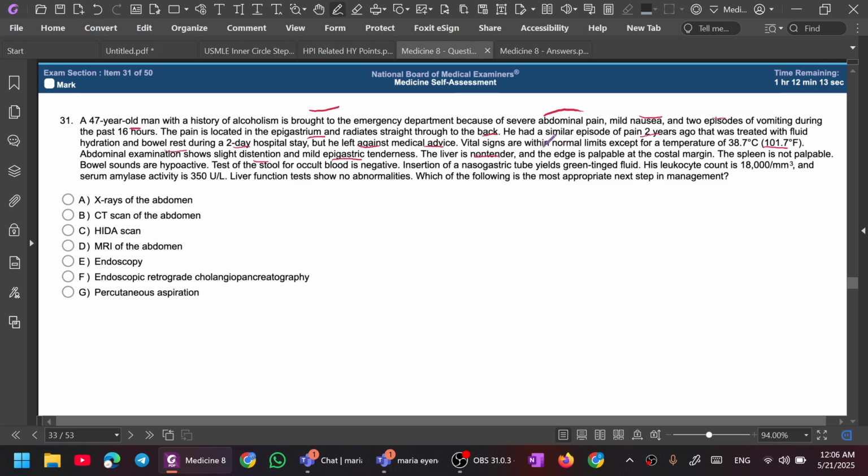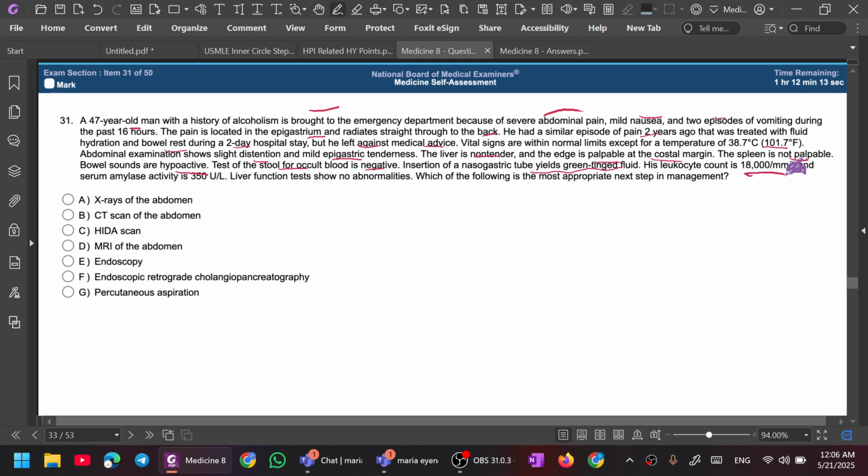The liver is non-tender. Sorry, the edge is palpable at the costal margin. The spleen is not palpable. Bowel sounds are hypoactive. Tests of the stool, occult blood test is negative. Insertion of the nasogastric tube yields a green tinged fluid.